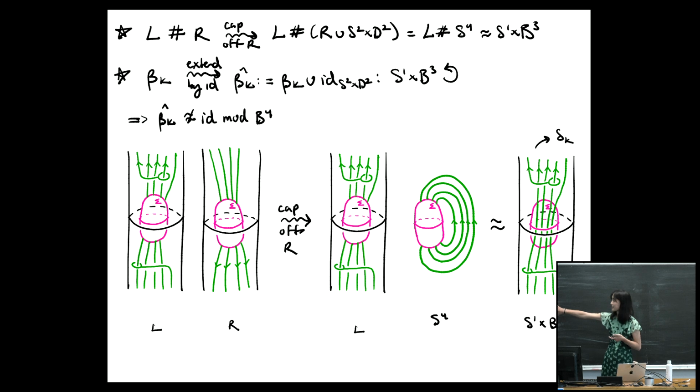So that tells us that this beta K hat is non-trivial mod B4. And that in turn tells us that our original barbell is a non-trivial diffeomorphism, mod B4. Because if it were trivial, then we could just do the whole isotopy inside L connect sum R. Okay, so great. So our barbell is actually non-trivial.